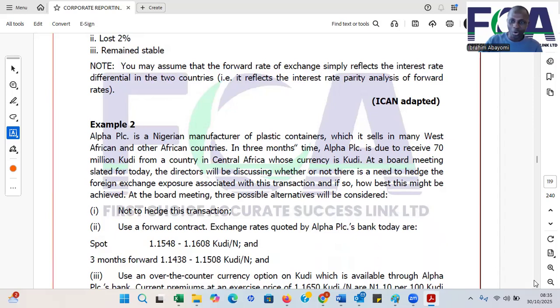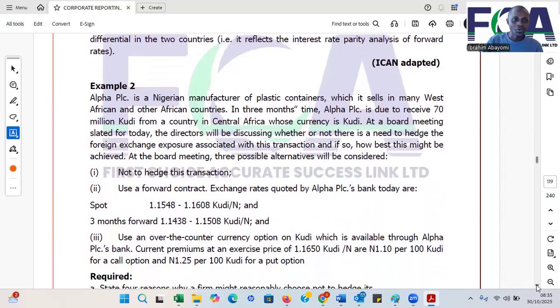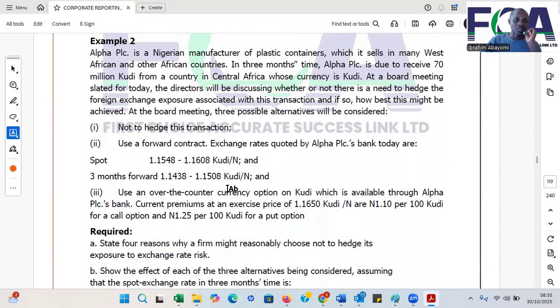So come to think about it. Considering this rate, let's talk about the spot rate first. It's kudi to naira. The exchange rate is kudi to 1 naira: 1.1548 to 1.1608 kudi to 1 naira. Now, we talk about bid-ask price. The 1.1548 here is the bid price, and 1.1608 is the offer price.